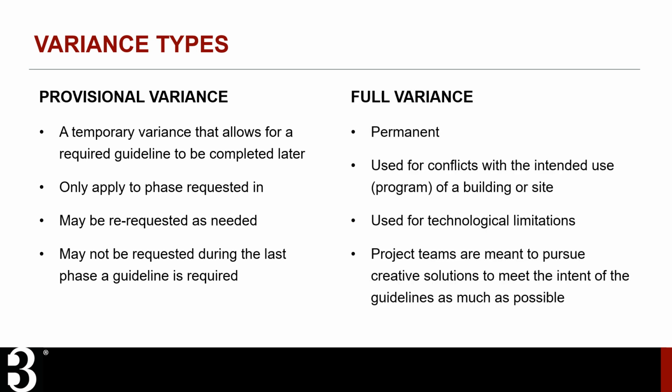The second type of variance is a full variance. Unlike provisional variances, a full variance is permanent. Full variances can be requested for programmatic reasons when guideline requirements interfere with the intended use, or program, of the building or site. Full variances can also be requested due to technological limitations, when available technologies or methodologies do not enable the project to meet B3 requirements. When requesting a full variance, the project team must pursue creative solutions to meet the intent of the guideline as much as possible.